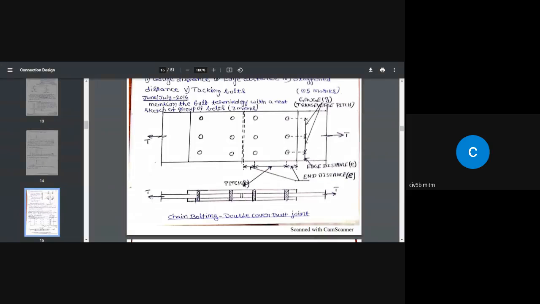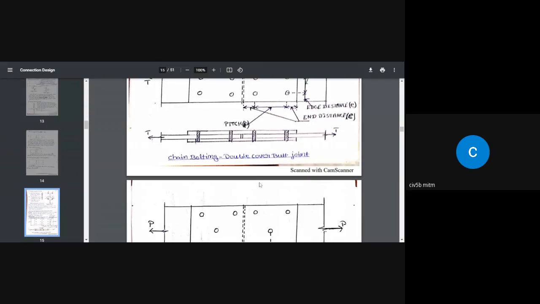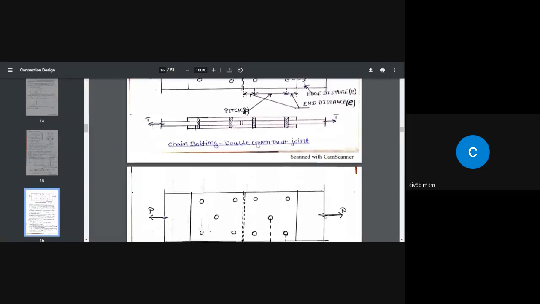If you go through this, a lot of things are given. And again, if the member is subjected to compression, the maximum pitch is going to be 12 times T or 200 millimeter, whichever is smaller. Okay, if you remember that much, that should be enough. Once we start solving the problem, you'll understand it clearly.